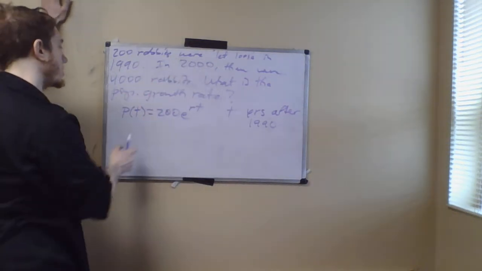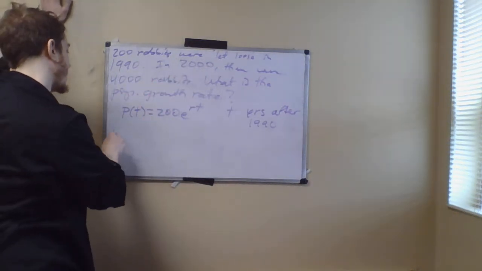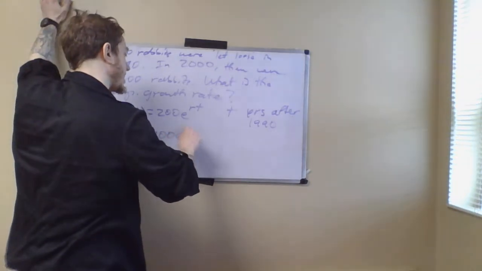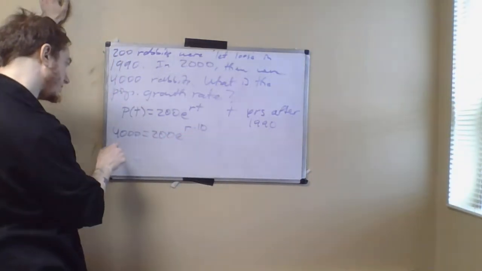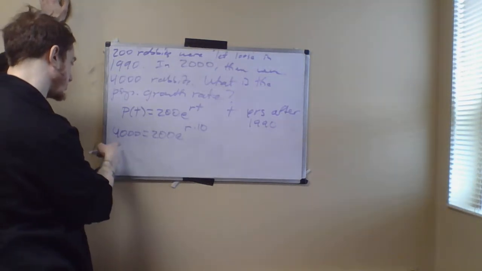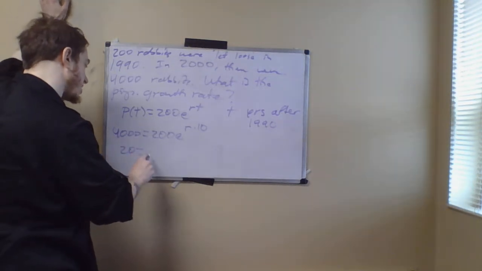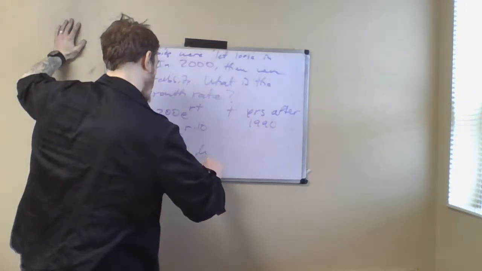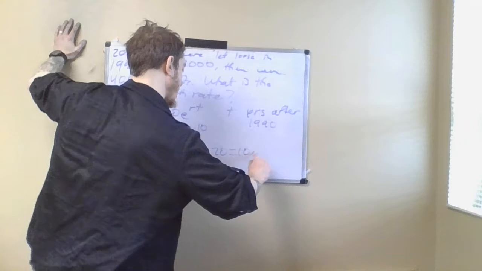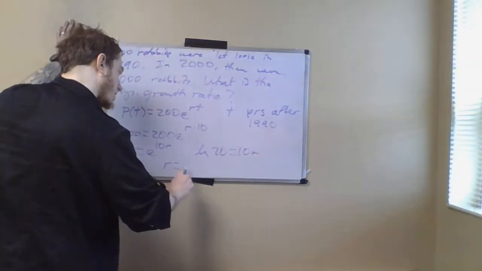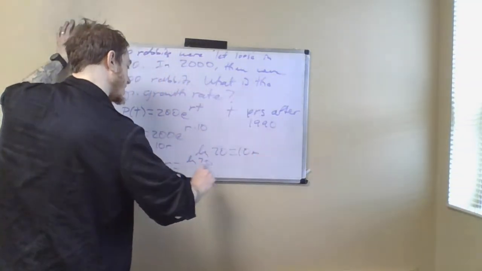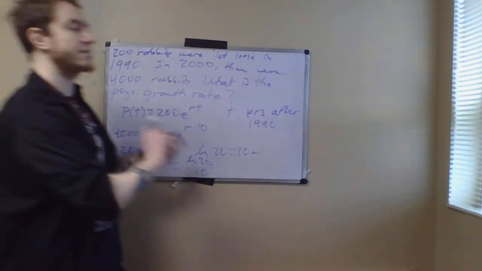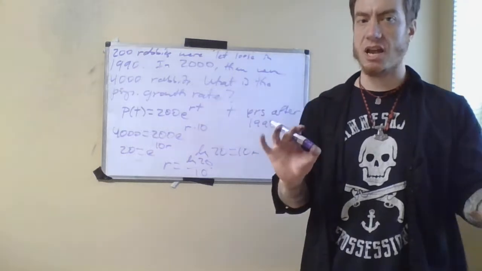Well, 10 years later, we have 4,000 rabbits. So 4,000 equals 200 e to the r times 10. This means, why am I having trouble doing this in my head? This means 20 is equal to e to the 10r. So log 20 is equal to 10r. That means r is equal to the log of 20 divided by 10. And there we go. So it's exactly the same as working the previous types of problems.